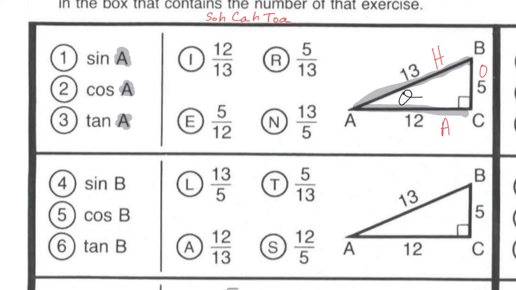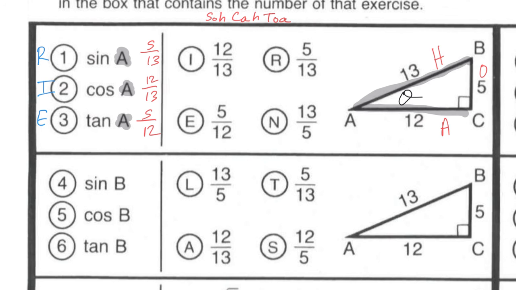For sine, it's opposite over hypotenuse, so for this one, that's 5 over 13. For cosine, it's adjacent over hypotenuse, which is 12 over 13. And for tangent, it's opposite over adjacent, which is 5 over 12. What I would do next is label the answers that you got there, so they match up with the letters to the side. So 5 over 13, that's letter R. And then 12 over 13 is letter I. And then 5 over 12 is E.